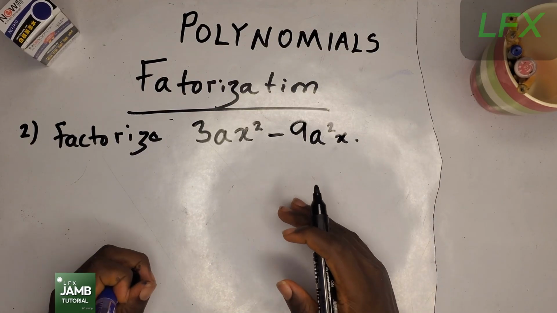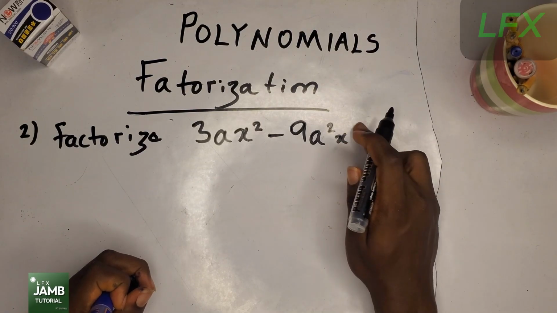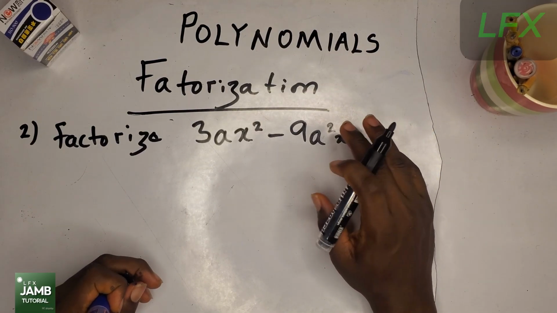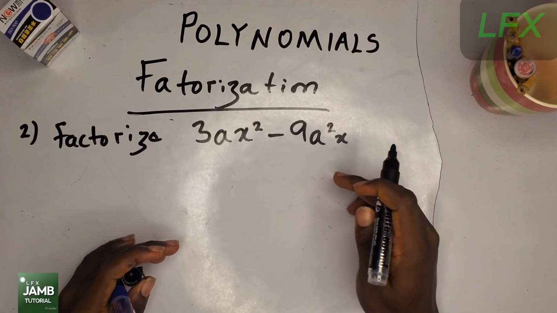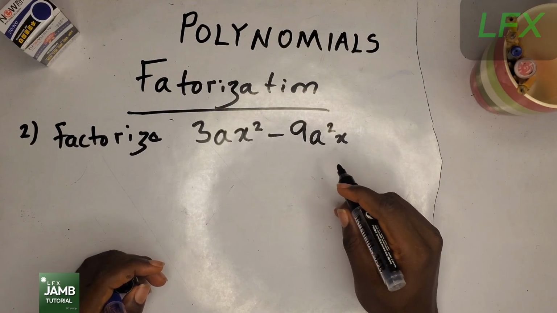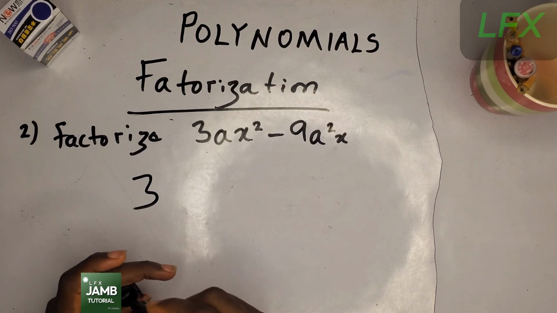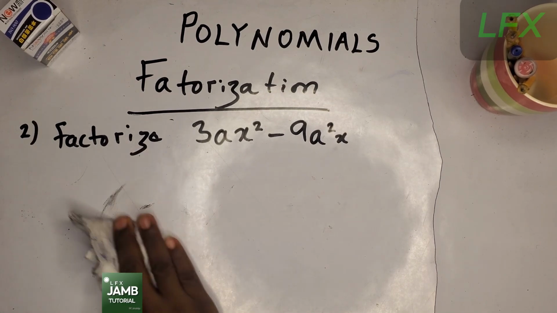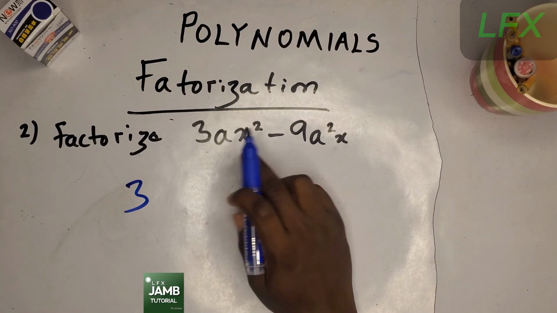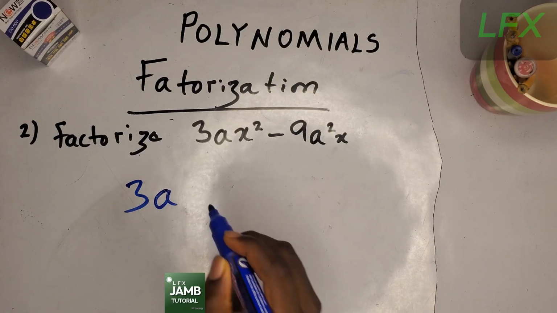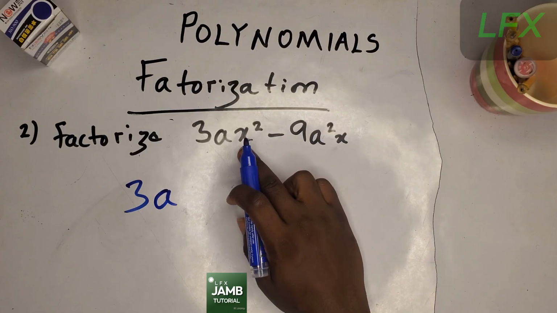Okay, if you're asked to factorize 3ax squared minus 9a squared x, so factorize, remember the first thing we do is to find the highest common factor, a factor that can go into these two terms and is the highest of them all. So when we look at this, we see that 3 can go. It's a factor here. We bring it out, 3. Another highest common factor that can go here is what? A. And what else? Another highest common factor that can go here is x.